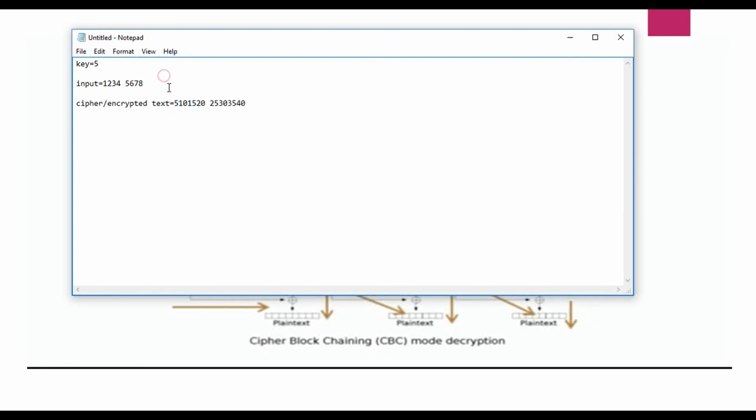So the problem here is that if we again have something like 1 2 3 4 right over here in our input, what we will get again is 5 10 15 20. So as you see, this one and this one are exactly the same. So if the hacker got in touch with even just the encrypted data, he will be able to understand, okay, whatever the data is in the input, these blocks are probably the same. So that is kind of the disadvantage.